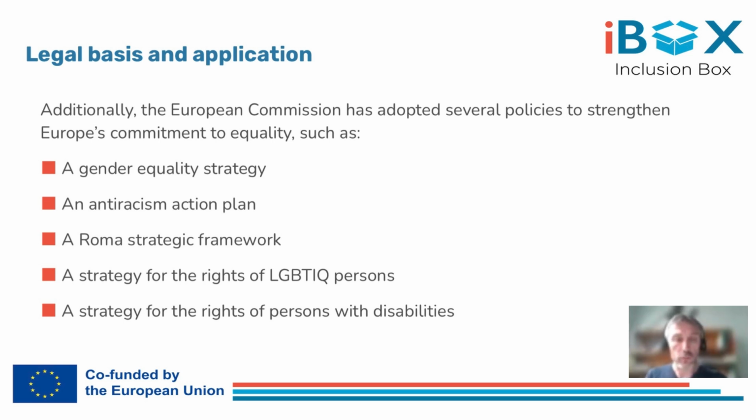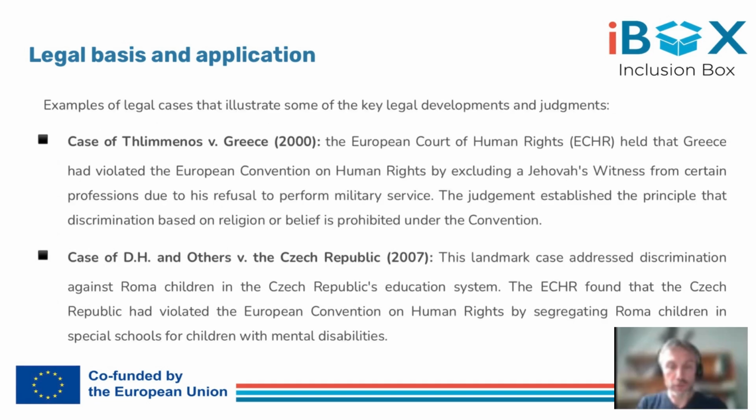Additionally to these existing legal cases, the European Commission has adopted in the recent years several policies or strategies to strengthen Europe's commitment to equality, such as a gender equality strategy, an anti-racism action plan, a Roma strategic framework, a strategy for the rights of LGBTIQ persons, and a strategy for the rights of persons with disabilities. There are some key examples of additional strategies and laws that were adopted in Europe.